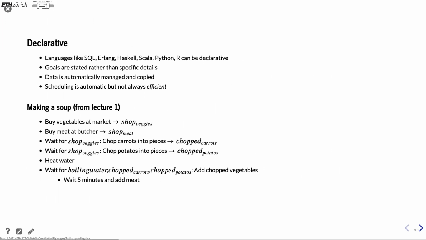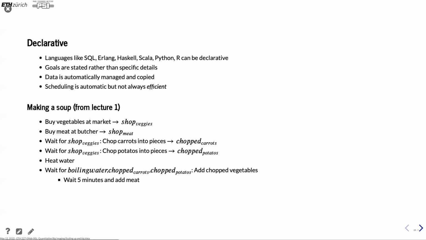In declarative programming, it's a bit different. That is used in, for example, languages like SQL, Erlang, Haskell, Scala. Python can also do it, and R if you want to. And here, you make up some kind of set of rules or goals that you want to achieve instead of exactly commanding, do this, do that. And the data in this framework is scheduled and automatically managed, but depending on how good a scheduler you have, it's not always efficient.